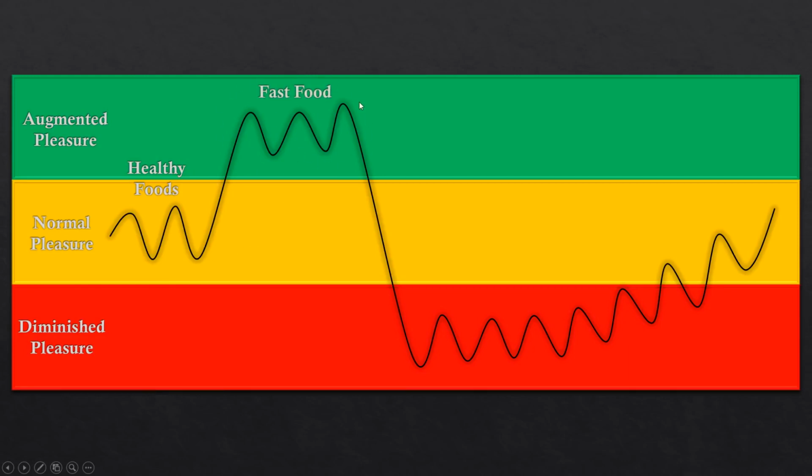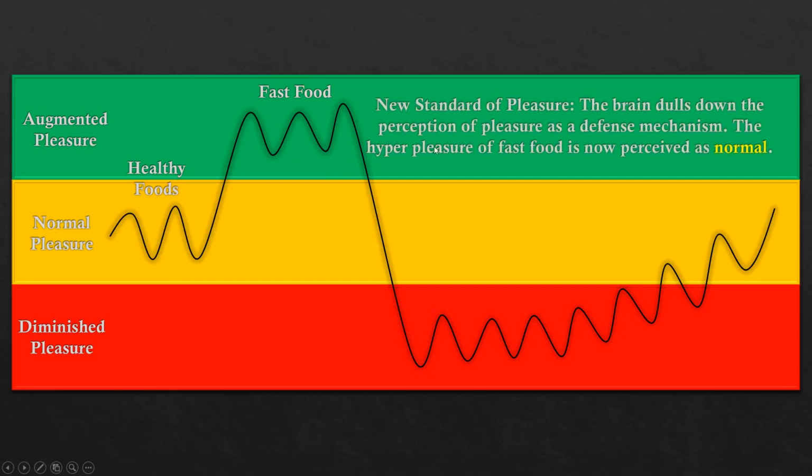The problem here, and this is critical for the pleasure trap, is that our brain gets used to these abnormally high levels of pleasure as a defense mechanism, meaning that it dulls down the feeling of pleasure and you end up getting used to it. In other words, now you created a new standard for your pleasure-seeking behavior. Now the pleasure you get from fast food is relatively similar to the pleasure you would get from healthy foods in the first place. However, we know that eating fast food leads to a series of health problems.